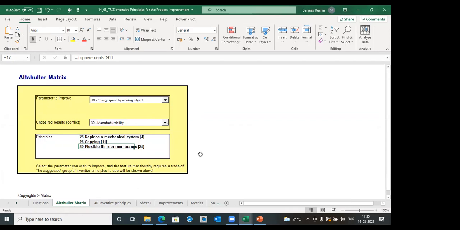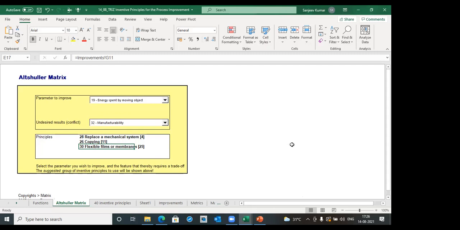This matrix is basically for you to look at what can go wrong if you want to improve something. For example, if you want to improve the manufacturability, what can go wrong? Maybe the complexity of the device can be difficult. So if you find some parameters to improve, there are some other parameters which will conflict with the parameters to improve. So you need to do some trade-off between the parameters to improve and the conflicting parameters.